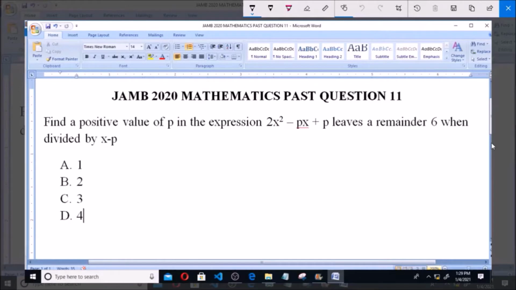And welcome. I'll be answering JAMB 2020 Mathematics Past Question 11. Find a positive value of p in the expression 2x squared minus px plus p that leaves a remainder 6 when divided by x minus p.